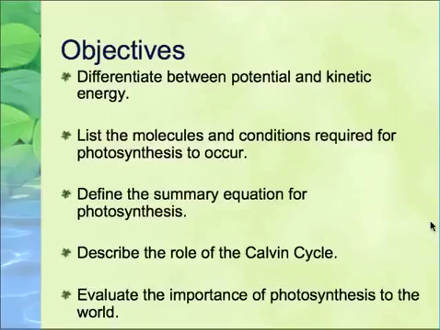The molecules and conditions required for photosynthesis to occur include, number one, you must have carbon dioxide and you must have water. You must also have sunlight for the light reactions to occur, and that will produce for you glucose and oxygen. And that means that our summary equation is 6 carbon dioxides plus 6 waters yields 1 glucose and 6 oxygens. The role of the Calvin cycle takes the ATP produced during the light reactions of photosynthesis and stores it in a glucose molecule for long-term storage.